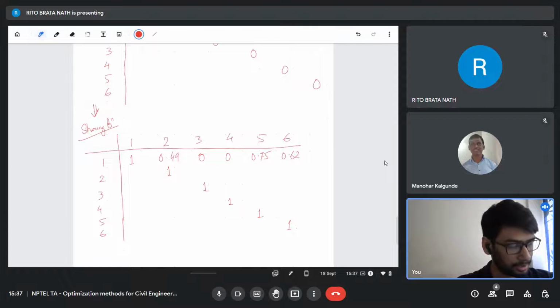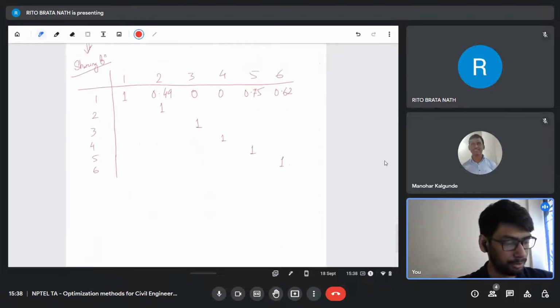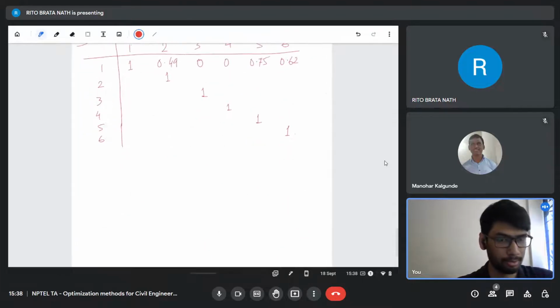So let's see how you can now use this sharing function and modify those fitness values. The next concept that you need to know is the niche count. So that's another thing.